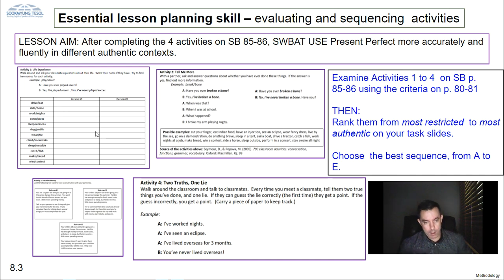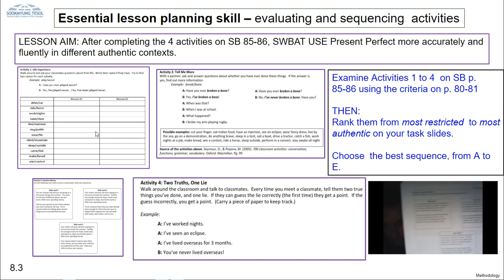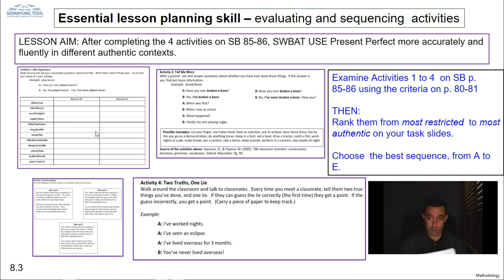Activity 3. Now we're turning the page. Activity 3, vacation money. Okay, we're looking at vacation money. Vacation money is a role play. As I recall, one person is a teenage kid, and the other two are parents. The teenager has to try to convince the parents to give them money to go on a trip.